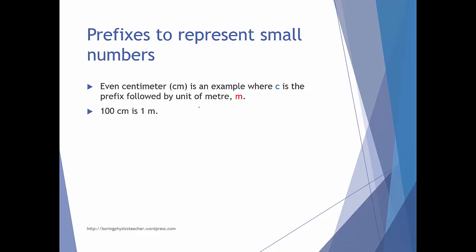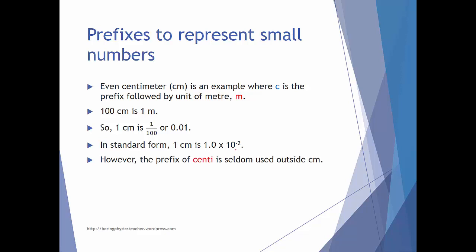And 100 cm is 1 meter. So 1 cm is 1 over 100 or 0.01. Or in standard form, it is 1.0 times 10 to the power negative 2. However, the prefix centi is seldom used outside cm.